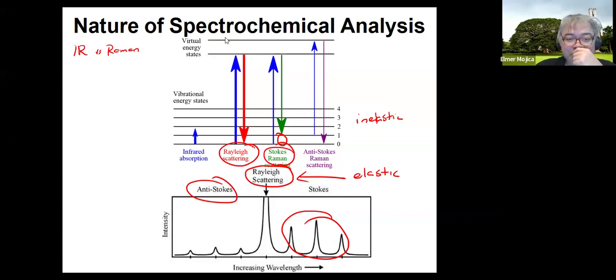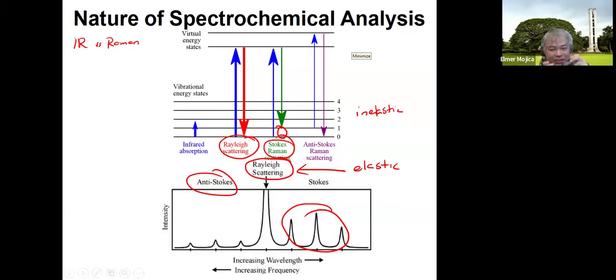Now, between the two, which do you think is powerful? If I have a multiple choice question in your quiz, which do you think is more powerful? The Rayleigh scattering or the Raman scattering? Anyone? Alin sa tingin nyo yung powerful?